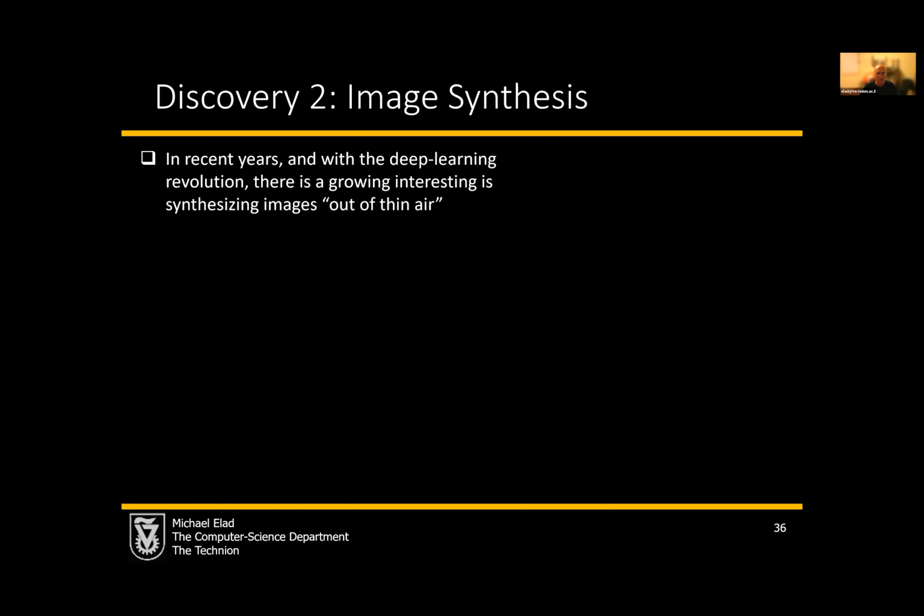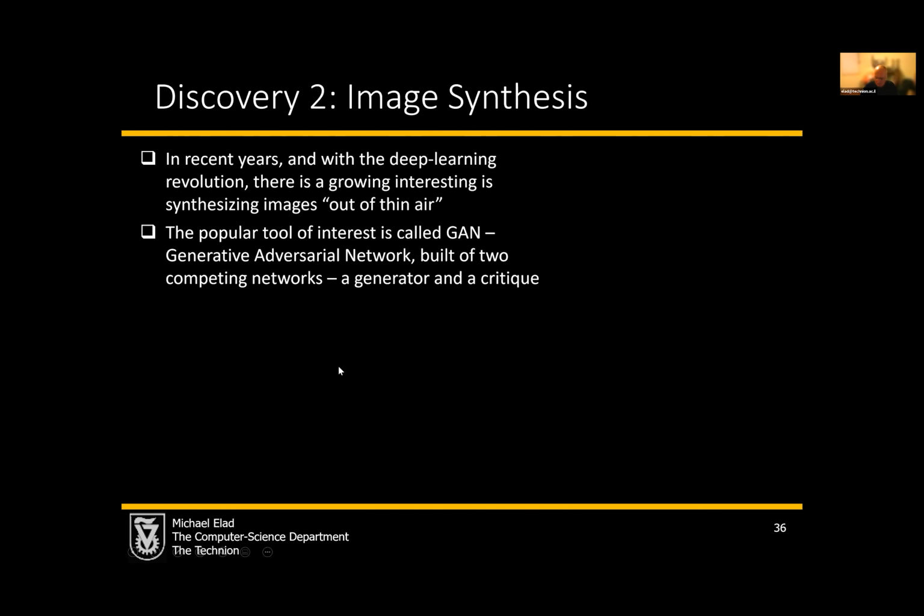Let's move now to synthesis of images, something entirely different. I don't know why, but suddenly in the past 5 or 7 years, there is a lot of interest in synthesizing images out of thin air, generating images by a software. Typically, it comes hand in hand with another notion of networks called GANs, generative adversarial networks. I'm sure you've heard about these.